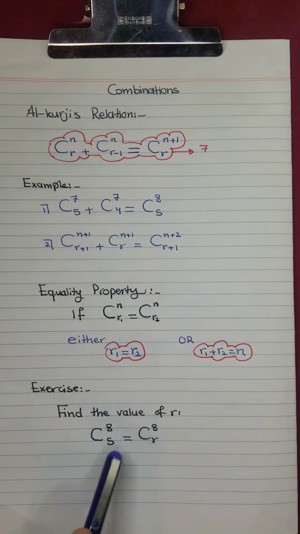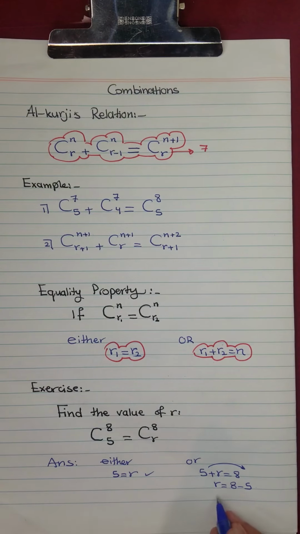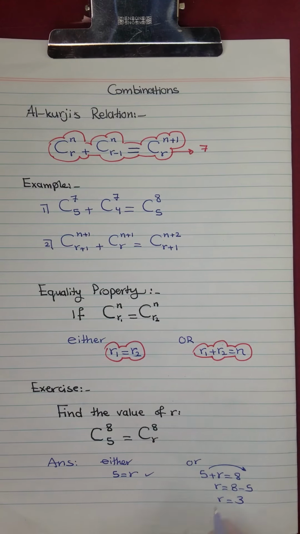If you transpose the 5 to the other side, R is equal to 8 minus 5, and that means that R is equal to 3. So it's either R is 5 or R is 3. So it's either this one is a combination 8, 5, so they're equal to each other, or this one is combination 8, 3, so they're equal to each other according to the reduction property.